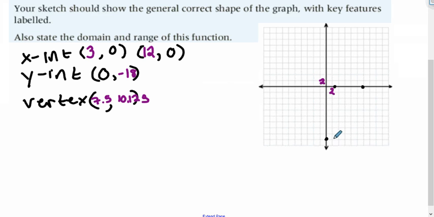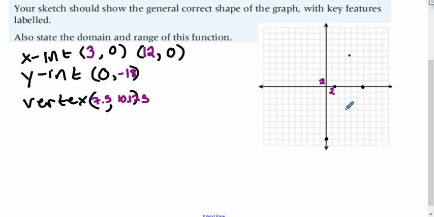Looking at some symmetry can help as well. So you know your vertex falls halfway between 3 and 12. So you learned that back in Algebra 2. But we did also exactly find our vertex, so I can go over 7.5, 10.125. And we're roughly close to that point there.